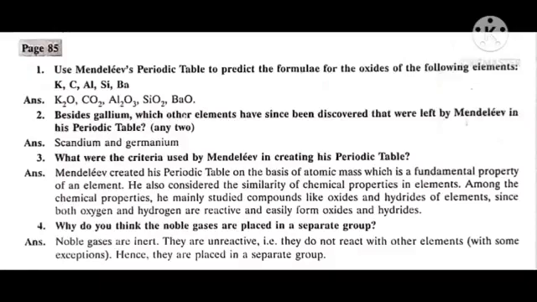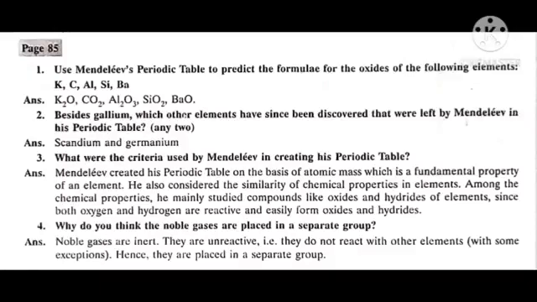Question number 3. What were the criteria used by Mendeleev in creating his periodic table? Answer. Mendeleev created his periodic table on the basis of atomic mass, which is a fundamental property of an element. He also considered the similarity of chemical properties in elements. Among the chemical properties, he mainly studied compounds like oxides and hydrides of elements, since both oxygen and hydrogen are reactive and easily form oxides and hydrides.